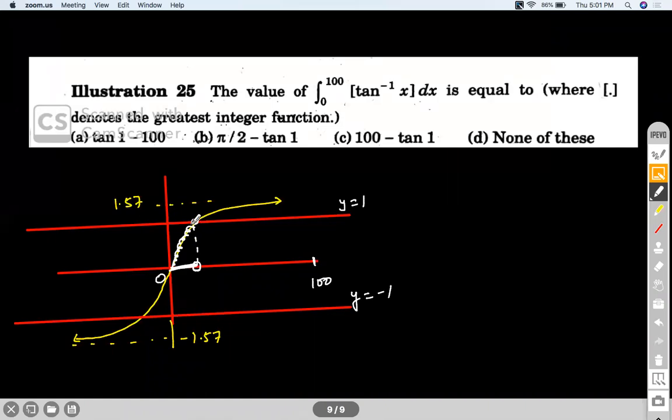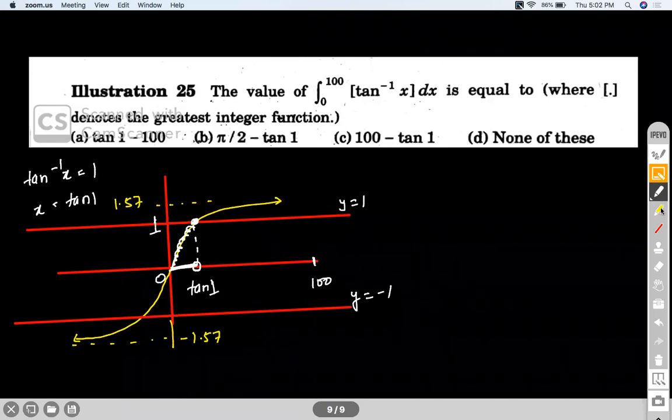Now, after this part, which is this value actually? If you see, this is your 1. So when you're saying tan inverse x is 1, that means x is tan of 1. So this value arises at tan of 1. Post this part, this entire part of the graph till infinity is just going to fall down on this red line.